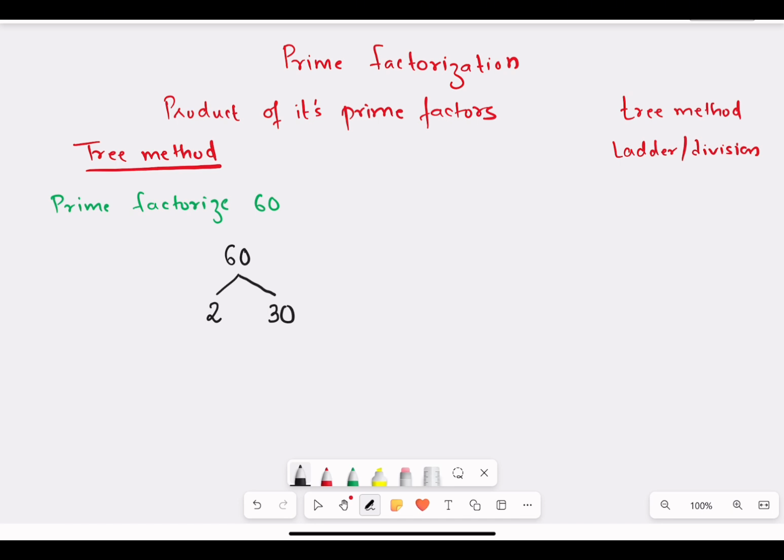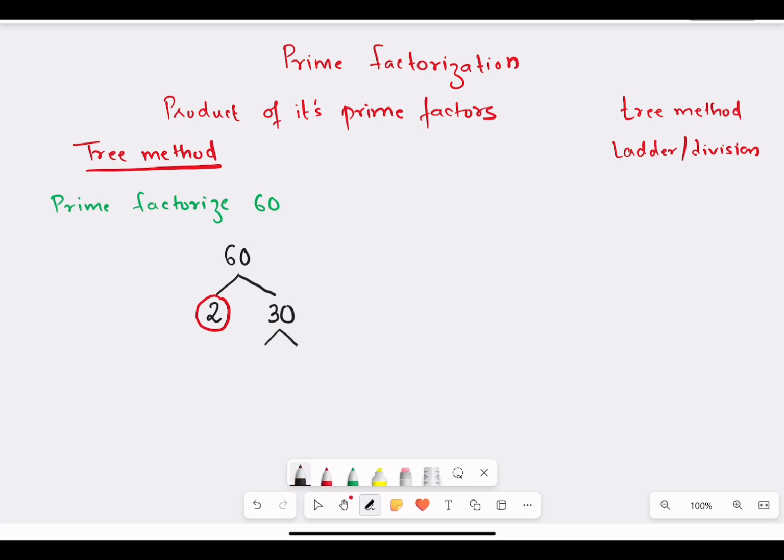Now look at these two numbers. What I see is that 2 is a prime number, whereas 30 is not a prime number. So as soon as we get a prime number, we put a circle around it and we stop. We don't do anything further to it because we got a prime number and that's the end of it. But if we have a composite number like 30, we will further factorize it. So let's factorize 30 further.